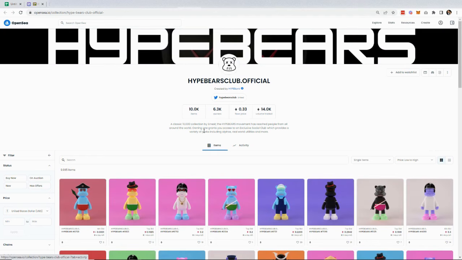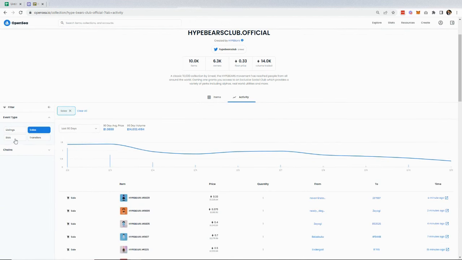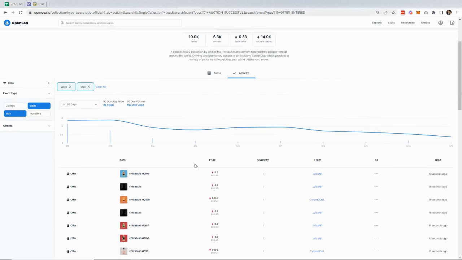So if we look at Hype Bears right here, we see right now the floor price is 0.33. The first thing you want to do is actually see, is there any profit to be made in the collection? This is the first thing you want to check. And once you check that, you could add them to a Google Sheet for further analysis, right? So you go in here in activity, you go under bids, and you just want to see what people are bidding.